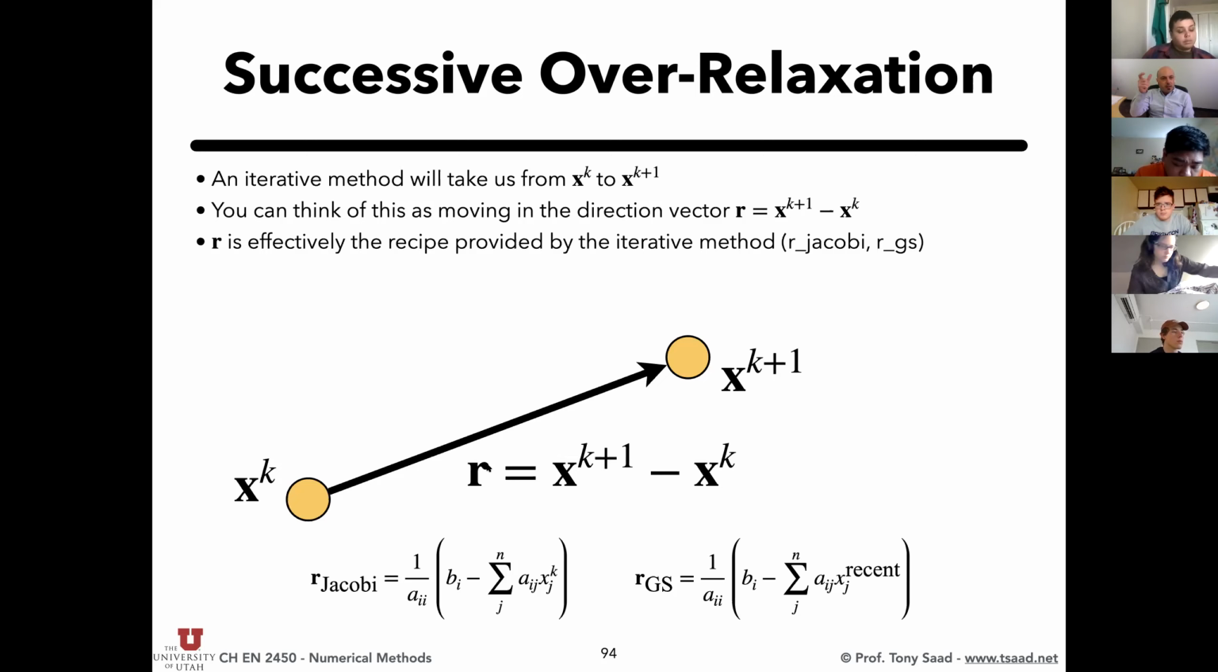So R Jacobi is simply that. Remember in the Jacobi formula, we said new equals old plus something. That something is this R. So there's an R for Jacobi, and then there's an R for Gauss-Seidel. For Jacobi, you use the old information. For Gauss-Seidel, you use the most recent. But they look the same, it's just an R. Now, looking at that definition, you can generalize iterative solvers by saying the new value of an iterative solver is equal to the old value plus this recipe, R.